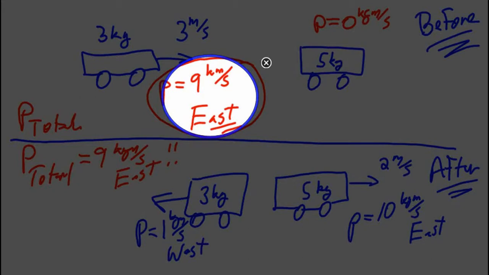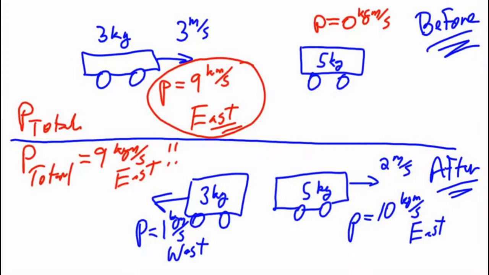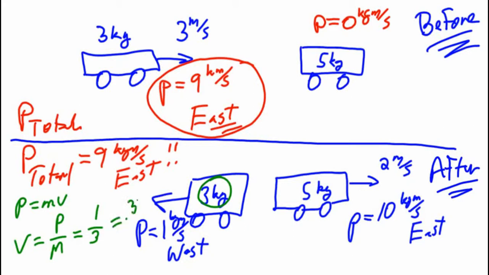Now the question was, what's the velocity? We just need one last little step. Since momentum is mass times velocity, velocity is momentum divided by mass. Our momentum is 1, our mass is 3, and so we get a velocity of 0.33 meters per second west for the other cart. And that's a pretty straightforward one-dimensional problem.